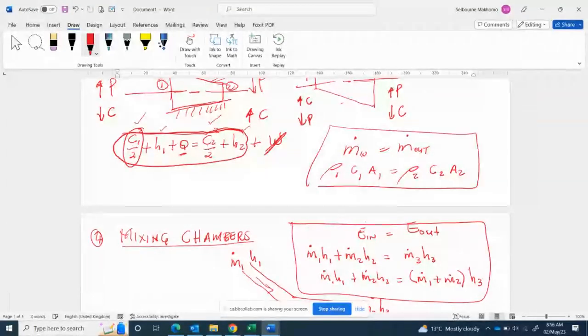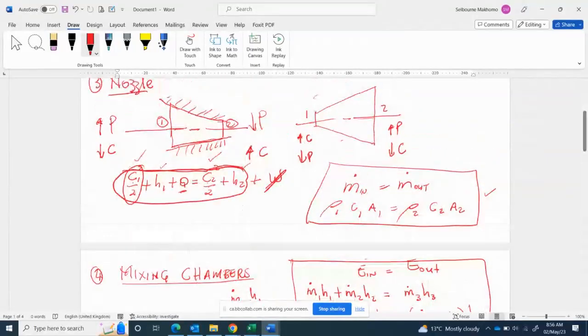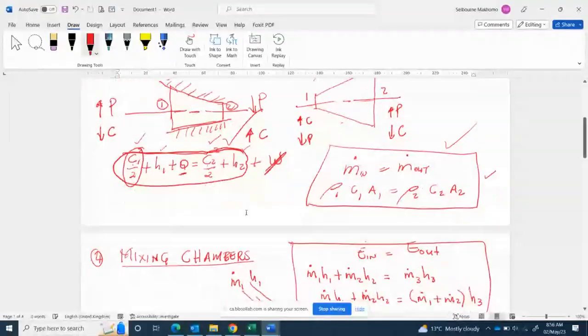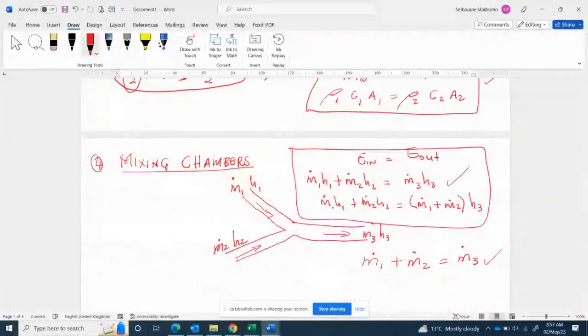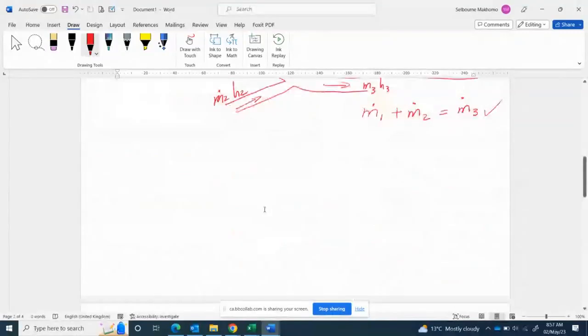So what I've covered is for a turbine, a compressor, a diffuser, and a nozzle. This is the mass analysis for those. This is energy analysis and mass analysis. But for a mixing chamber, this is energy analysis, this is mass analysis. The last one is, what is the last one?